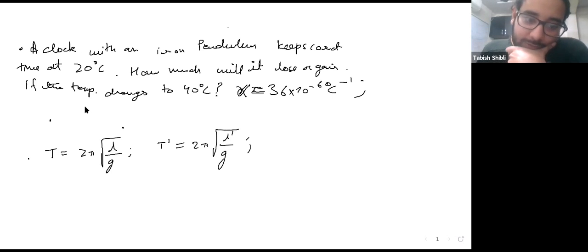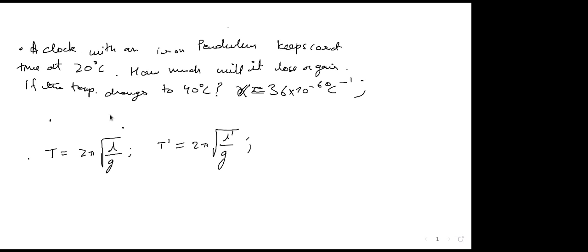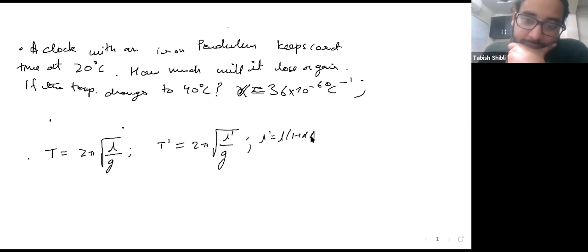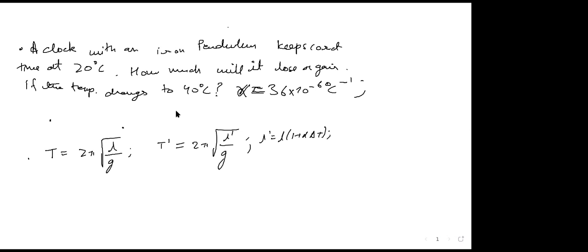और कुछ बता सकते हो इसके बारे में? L dash is equal to L into 1 plus alpha delta T. Okay, 9 seconds. That sounds slightly better. Okay. Then, so we calculate L dash.